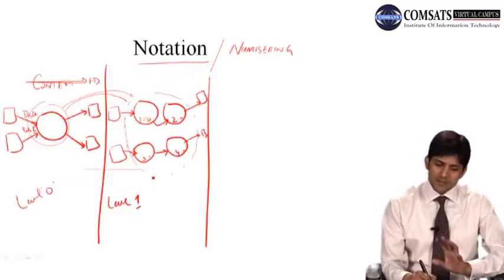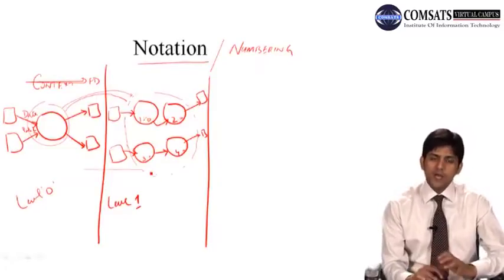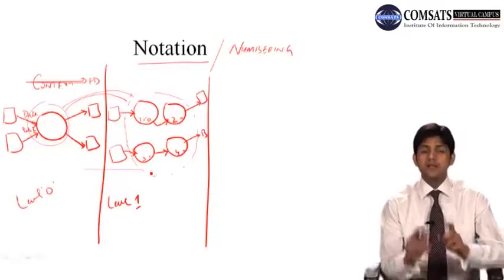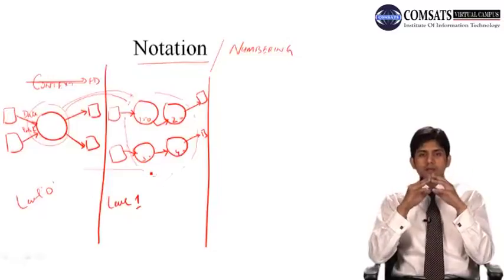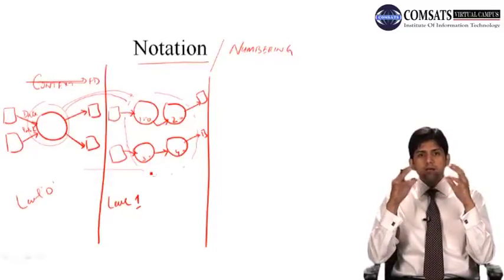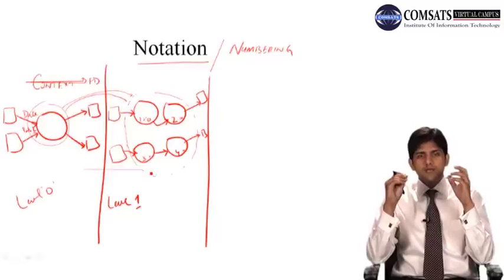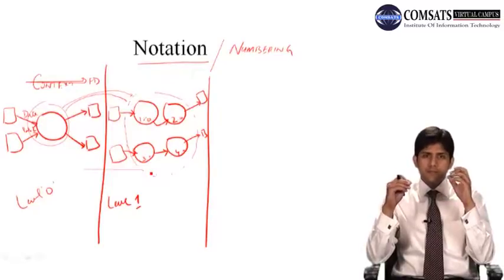Now this is level 1. But what happens when we do level 2 DFDs? And another thing that we discussed when we were discussing this numbering or this notation, that level 1 is a DFD which has basically all the elements in a DFD.